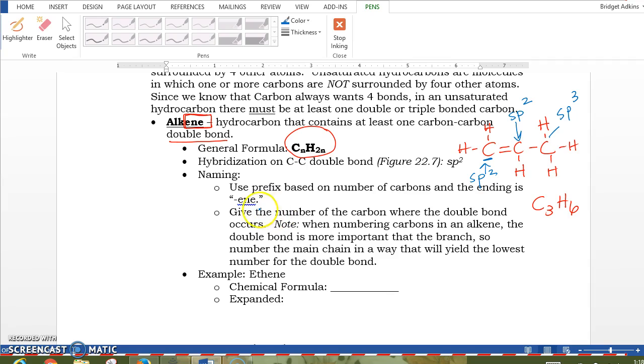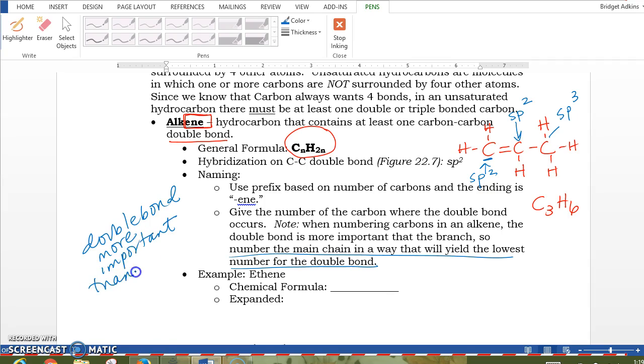So this talked about the naming. You're going to use the same prefixes that we've used: meth, eth, prop, but. And then the ending is going to be -ene. We need to let people know where that double bond is occurring, so we're going to number the main chain so that we have the lowest number for the double bond. If you're thinking about numbering, your double bond is more important than a branch. So you need to number so that you get the lowest number on that double bond.